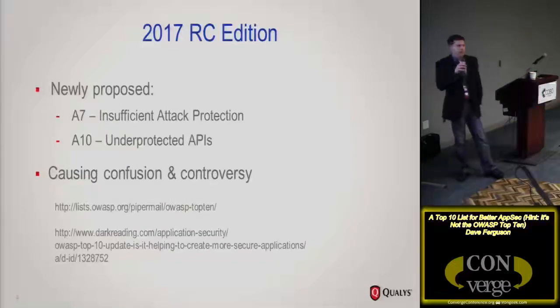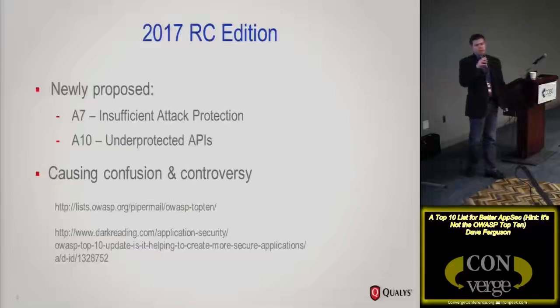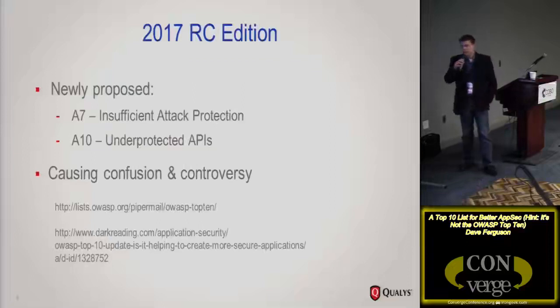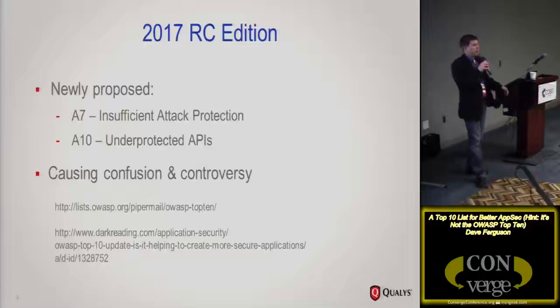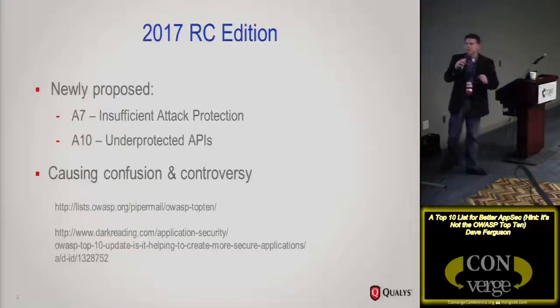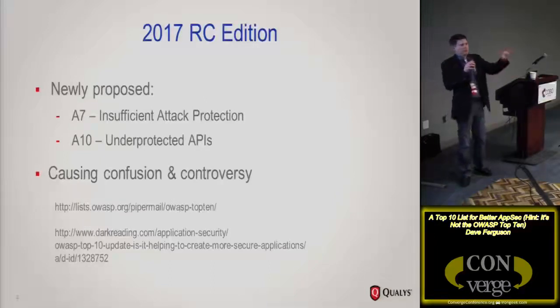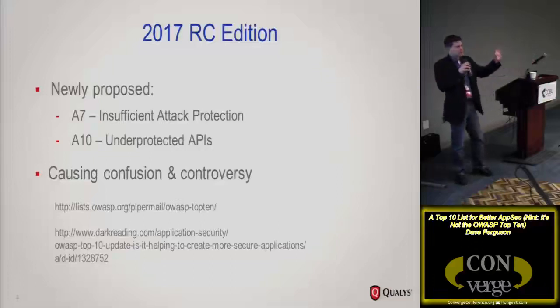Just if you look at the OWASP Top 10 mailing list, you'll see some of the comments that have been made. And there's a blog post by Chris Ng, who I used to work with, on Dark Reading about this and some of his concerns with it, which I tend to agree with, to be honest. So let me talk about A10, underprotected APIs. This is kind of interesting as well because it's not a vulnerability. It's basically saying, okay, A1 through A9, those apply also to APIs. So both of these are just a different way of dealing with this.